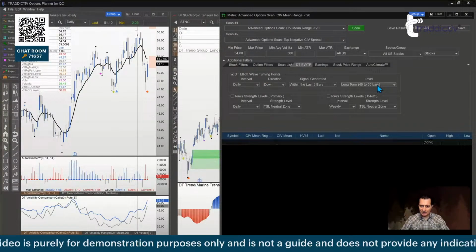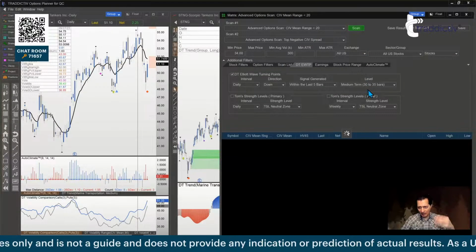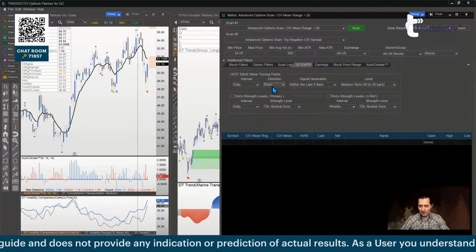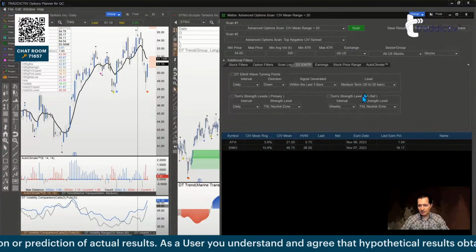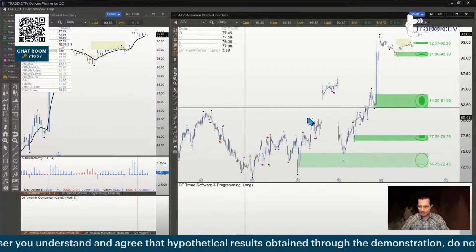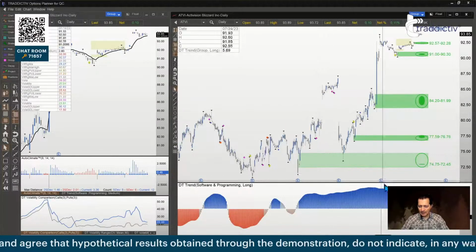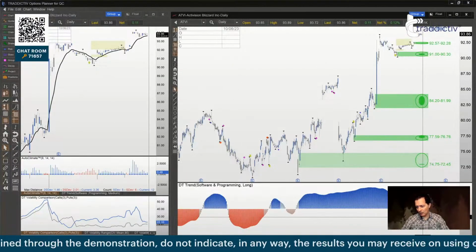5 days. This is not how you find trades, okay? But again, this is not the point right now. I explained earlier how we find the trades. Now the point is I want to have something on the chart that looks okay, so I can do the application. Okay, so let's say we have ATVI. ATVI belongs to software and programming, and the whole industry is down.